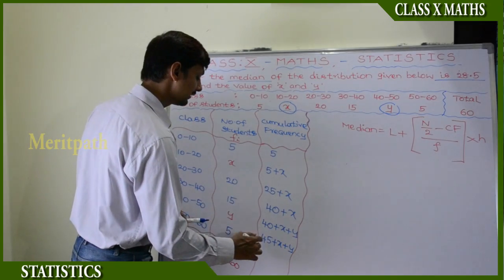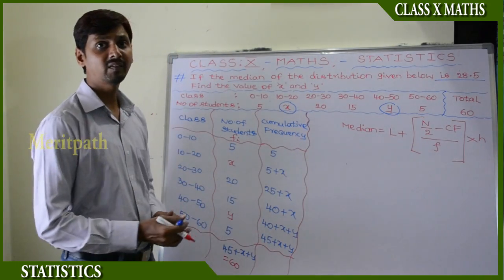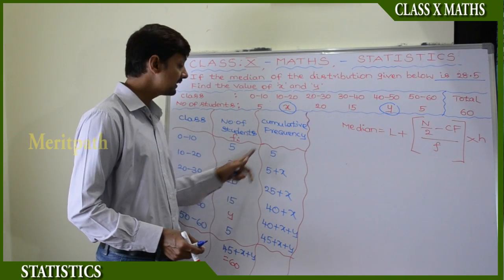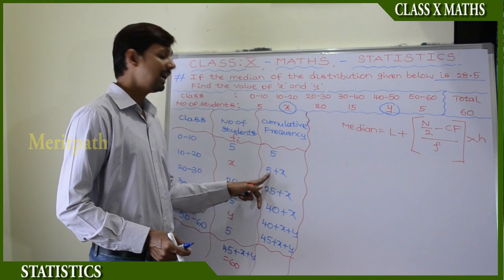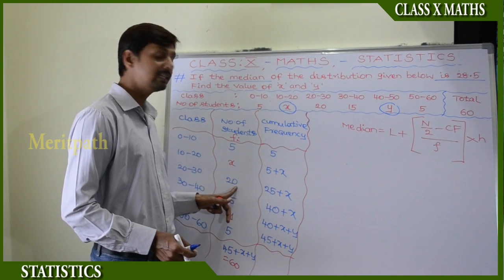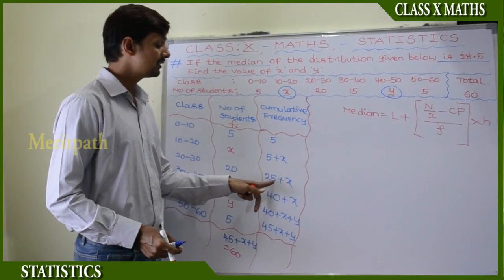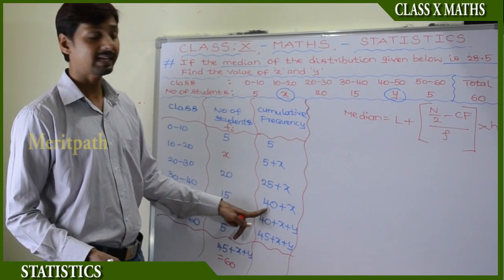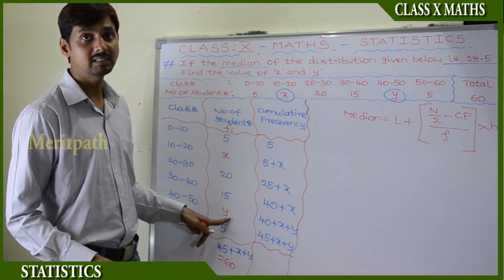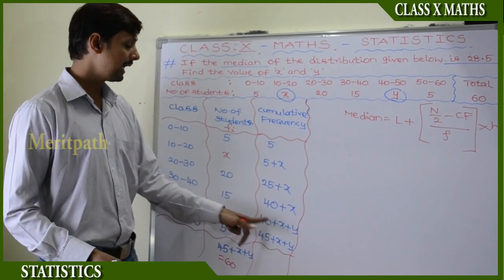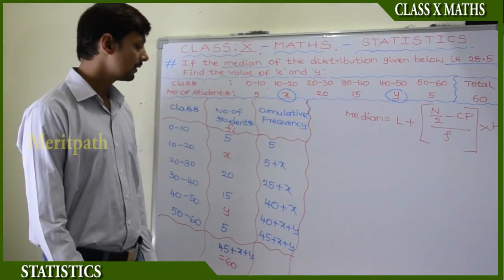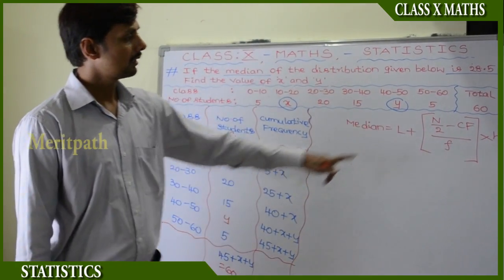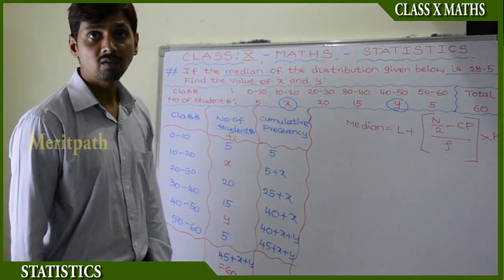Let's recall the cumulative frequencies. 5 is the first frequency, and 5 is added to the next to get 5 plus x. Then 25 plus x, then 40 plus x, then 40 plus x plus y, and finally 45 plus x plus y. These are the cumulative frequencies, and we know that f is the frequency of the median class.